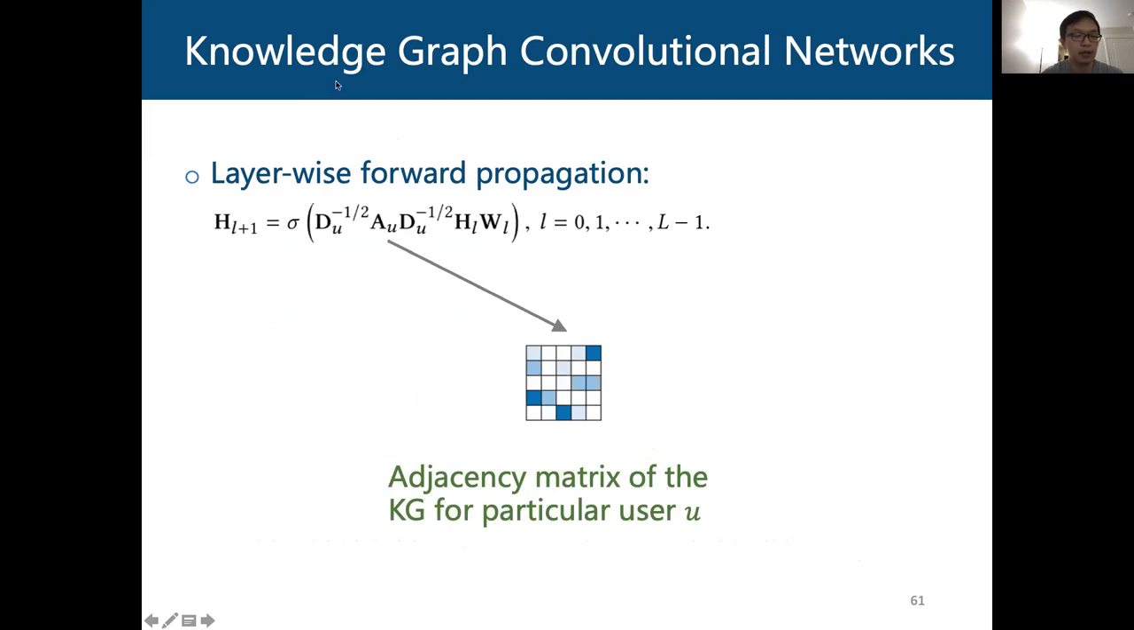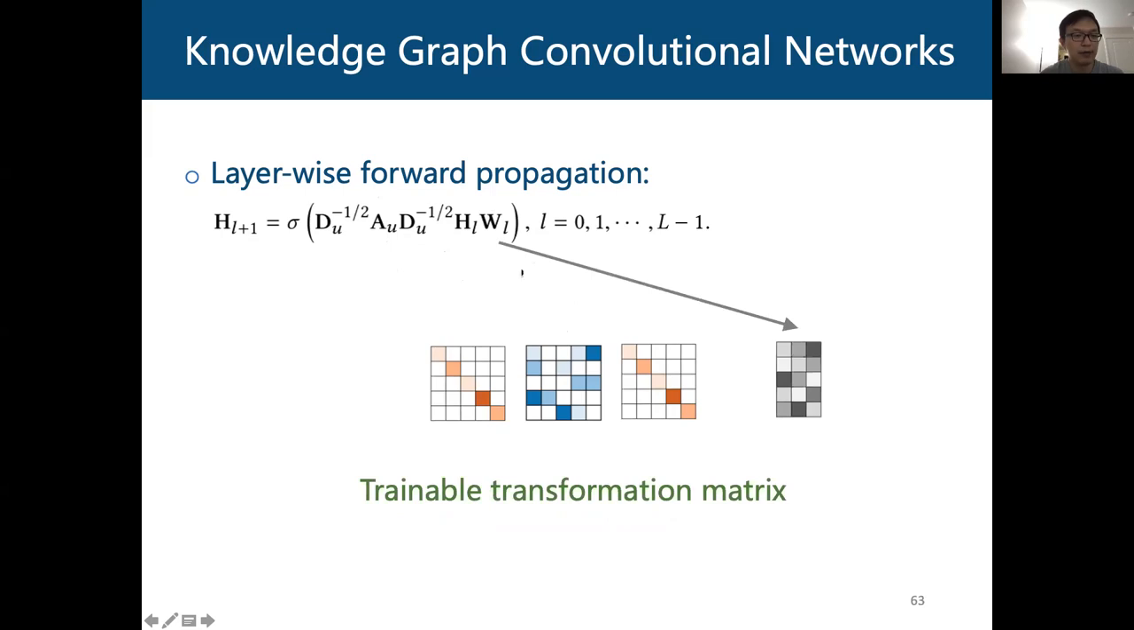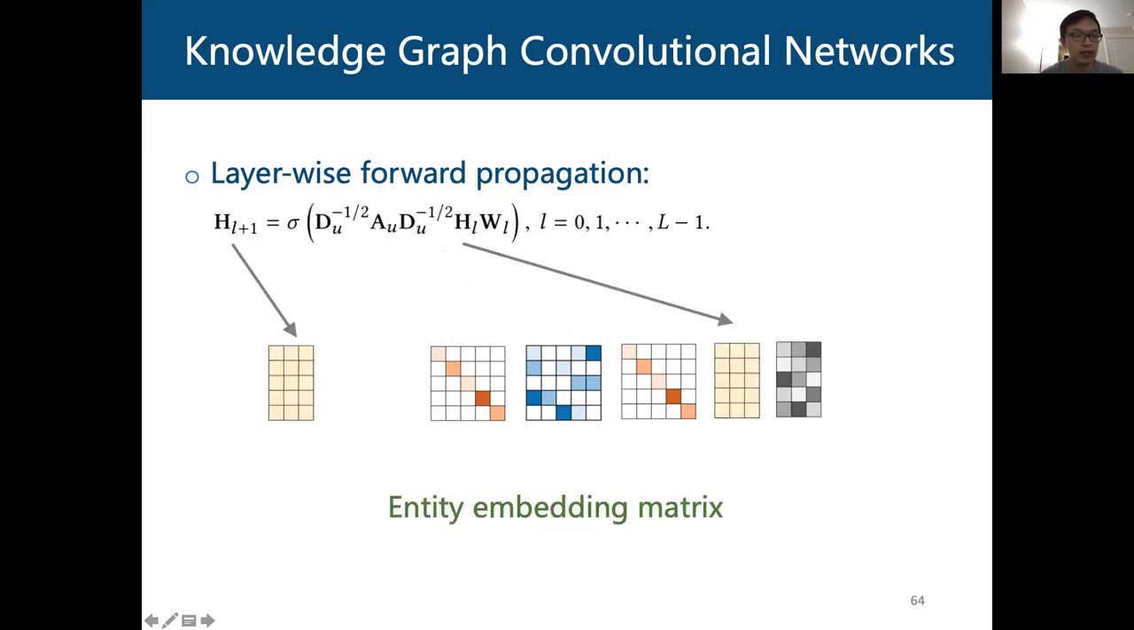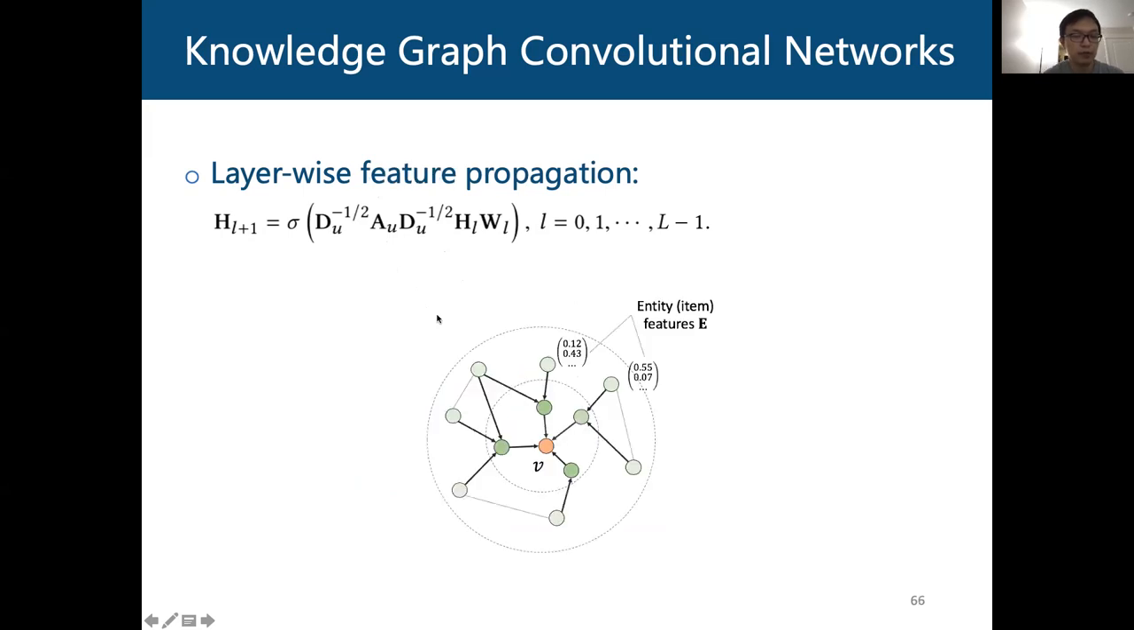In this knowledge graph convolution network, we use a GCN to process the entity embeddings. The layer-wise formula is shown here. AU is the adjacency matrix of the knowledge graph for a particular user U, DU is the diagonal degree matrix, WL is the transformation matrix, and HL and HL plus one are the entity embedding matrices in layer L and layer L plus one. Sigma is a nonlinear function. To intuitively understand this formula, we can see it as a feature propagation scheme in the knowledge graph, where we aggregate the neighborhood information of node V to calculate its embedding.